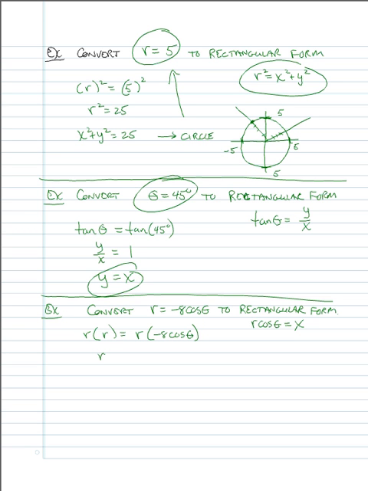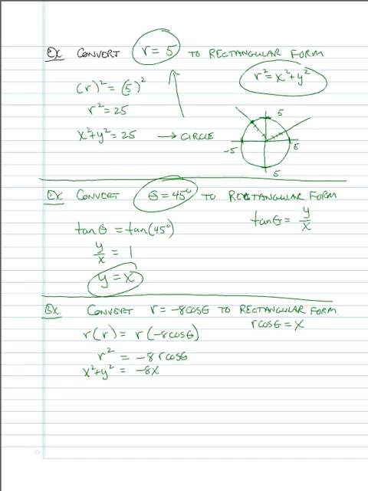Now, like I said, the benefit is on the left side, I now have r squared. On the right side, I can rewrite it as -8 times r cosine theta. And of course, r squared can be replaced with x squared plus y squared, and r cosine theta can be replaced with an x. We might say that's good enough, but the truth is, what we have here is a circle.